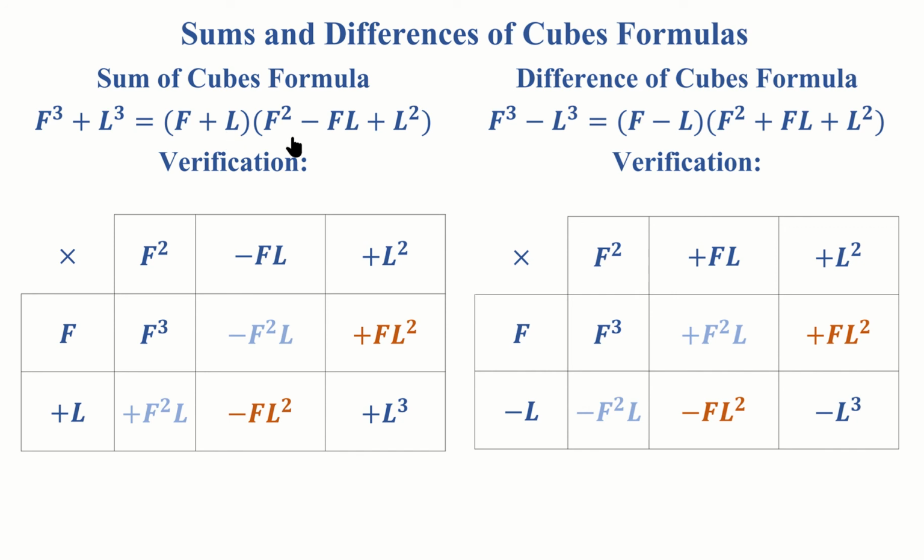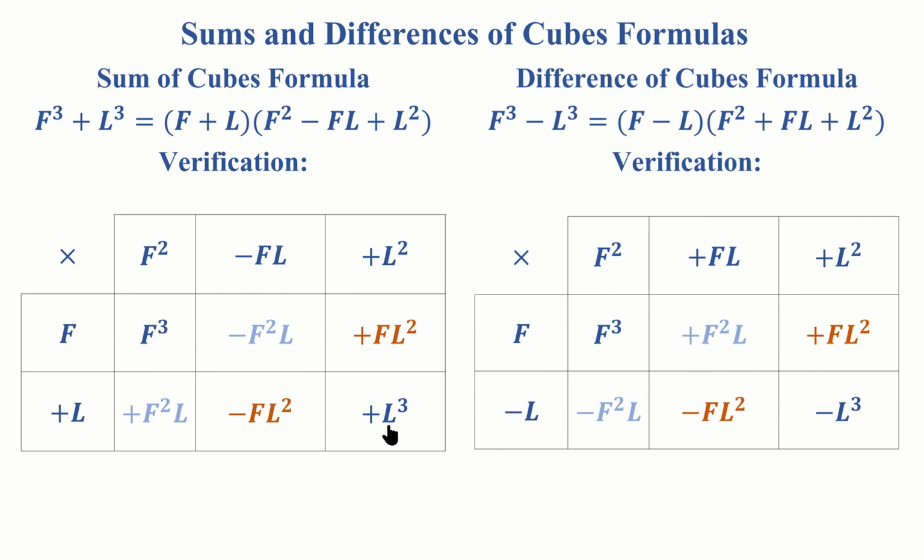Just multiply f plus L by f squared minus fL plus L squared in a table. So f times f squared is f cubed. Here we get minus f squared L. Here you get plus fL squared. For this one we get plus f squared L. Here we get minus fL squared. For the last one we get plus L cubed.